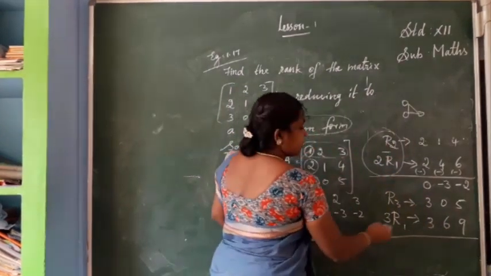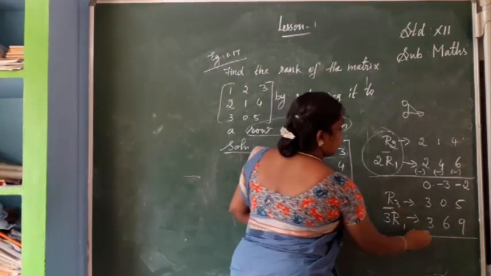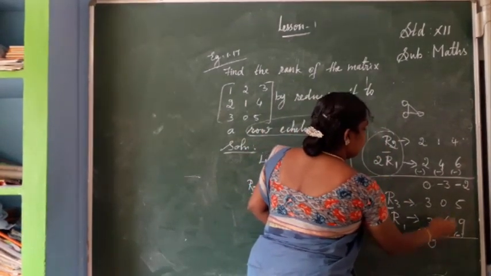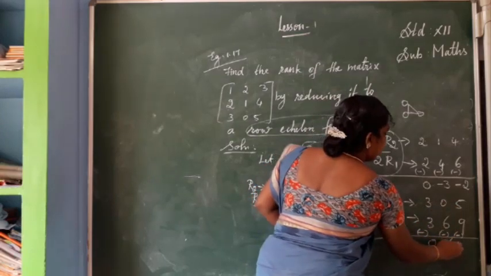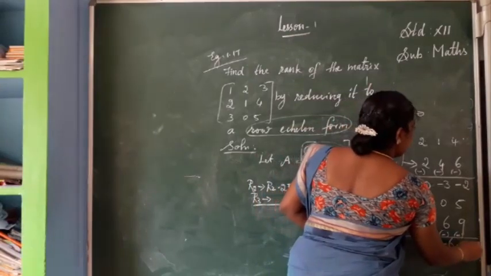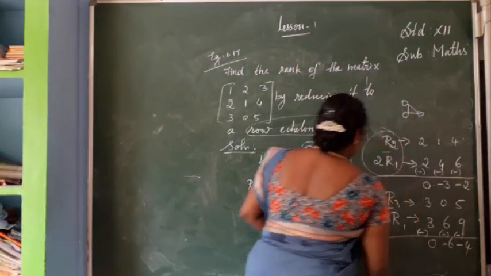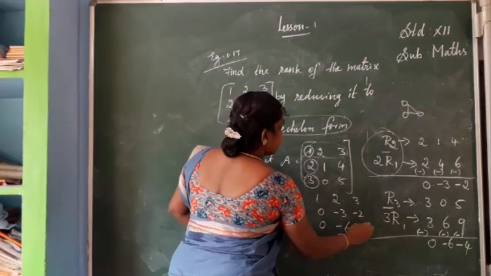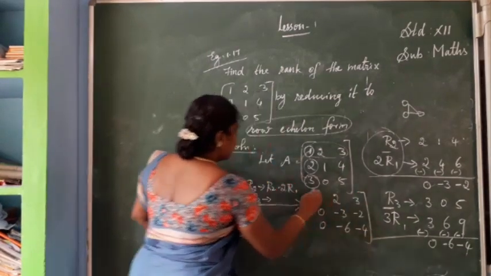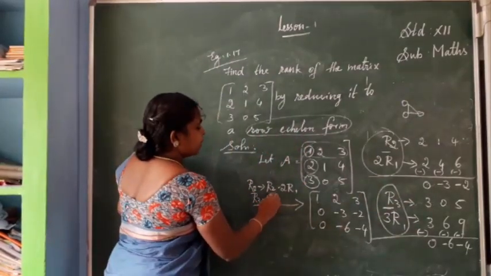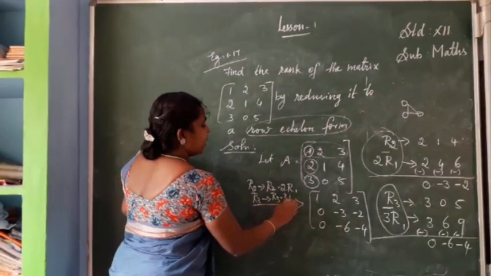Okay, and here also you want to subtract. Minus, minus, minus. 3 minus 3, 0. 0 minus 6 is minus 6. 5 minus 9 is minus 4. So I can write here 0, minus 6, minus 4. Okay, the condition also you want to write. What's the condition? R3 gives R3 minus 3 R1.